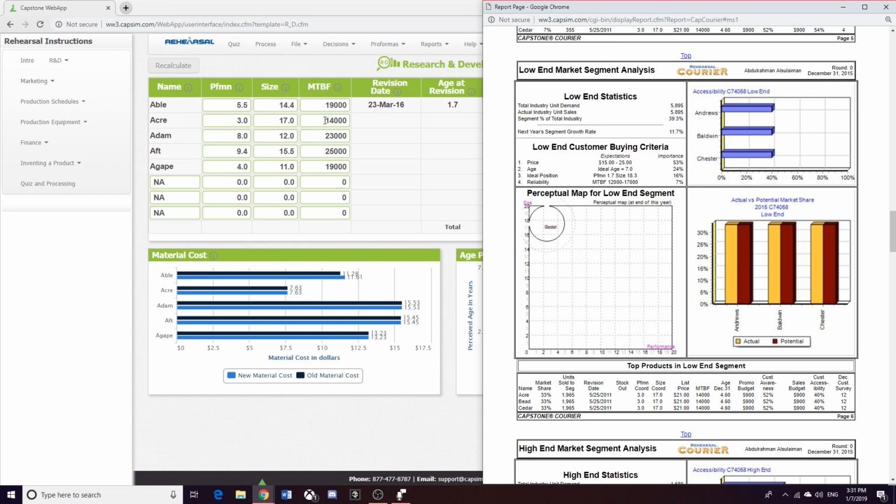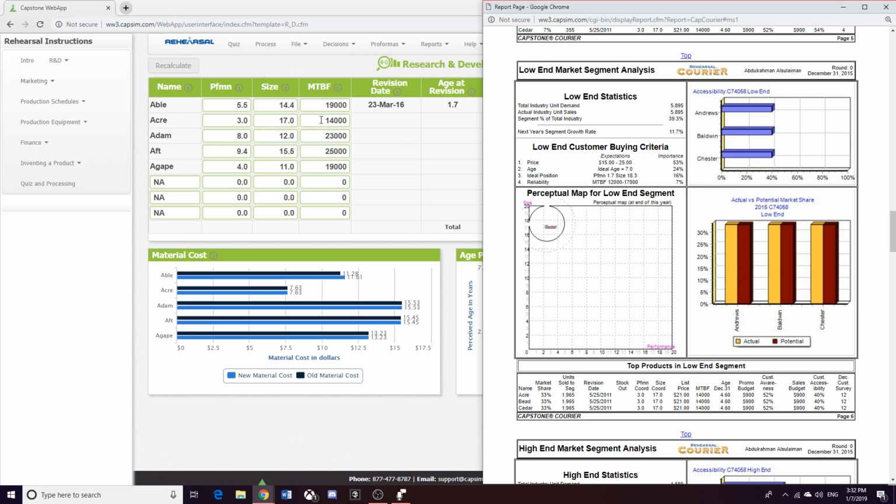So for low end, we're gonna look at the customer buying criteria. Price is most important, age is second, ideal position is third, reliability is fourth. And in here, as you see, price is very, very important. It is a 53% importance. So we need to make sure that we get best price for that, and to do that, we need to have a cheaper product. So what I would do is I would decrease the MTBF in this product.